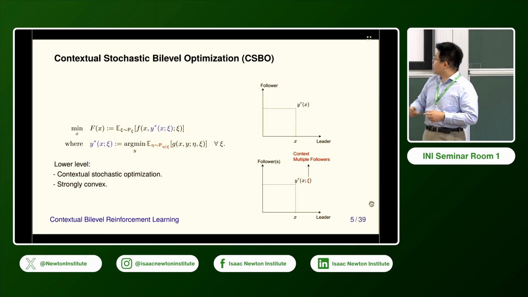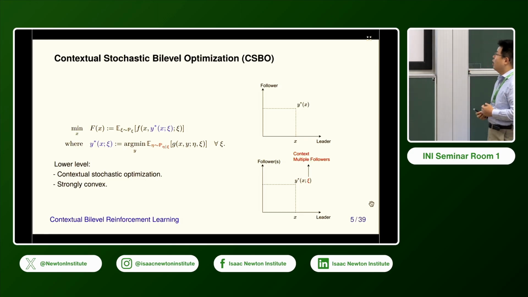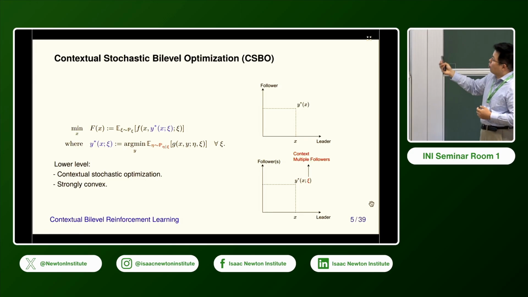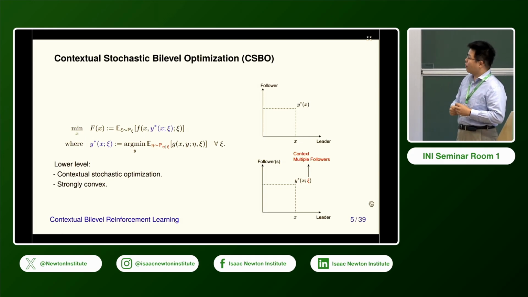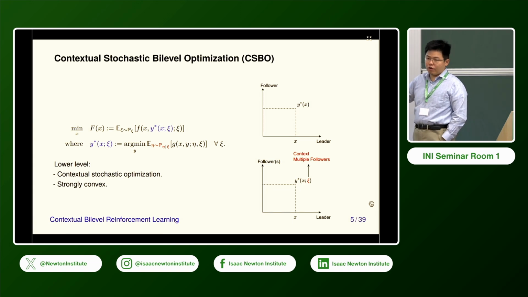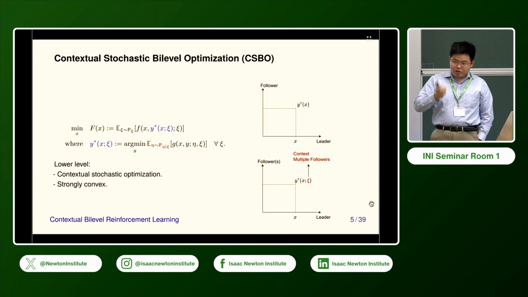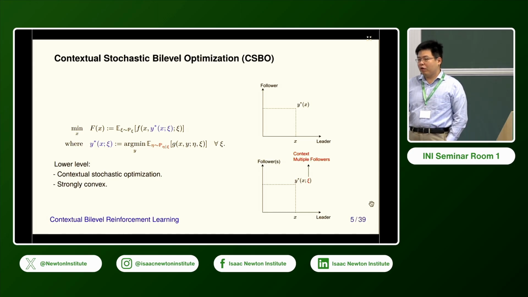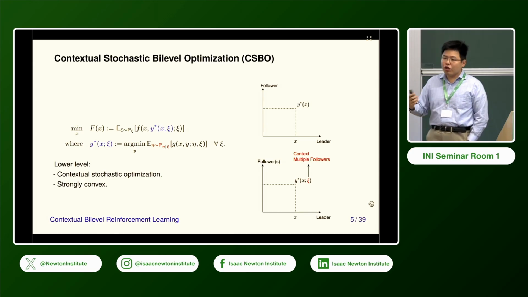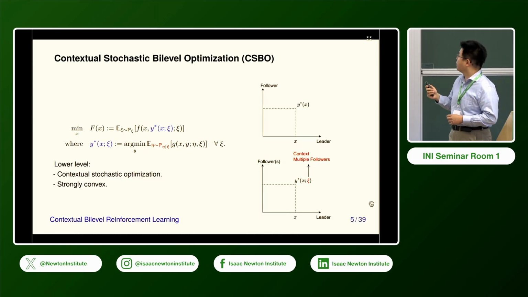If you're familiar, minimizing a conditional expectation is actually called contextual stochastic optimization. It's quite relevant because we have this type of contextual problem in the lower level. Today we're going to focus on when the lower level is strongly convex for the contextual bilevel problem, meaning that this G function is strongly convex in Y. Of course, if it is not strongly convex, the optimal solution may not be unique, and then you have a lot of issues, so you need to redo the modeling. Just for the sake of convenience, we focus on the strongly convex case today.